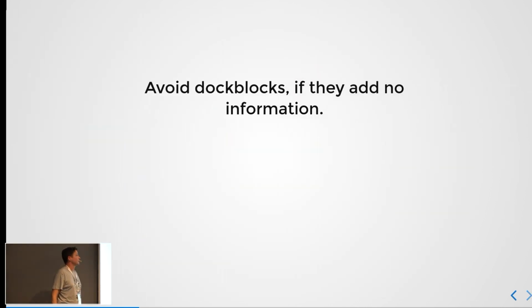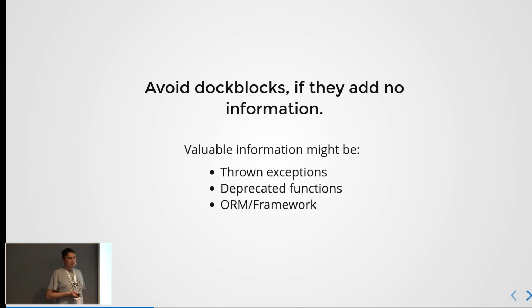Okay, so my advice, of course, let's avoid doc blocks if they add no further information. There might be some scenarios where they can be useful still. For example, the throws exceptions annotation. When we want to mark deprecated functions, this I think is a very, very useful thing still. And of course, we use it a lot for frameworks, for ORMs, where we add some information which is parsed by the underlying framework and then used to connect all the files together. In that case, we can hardly remove it.